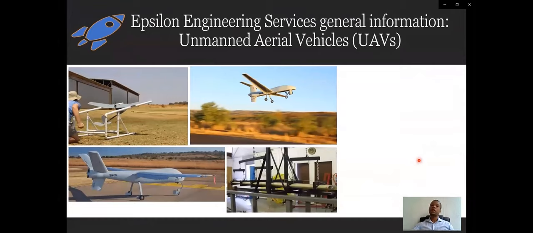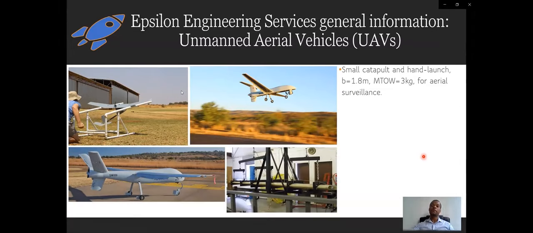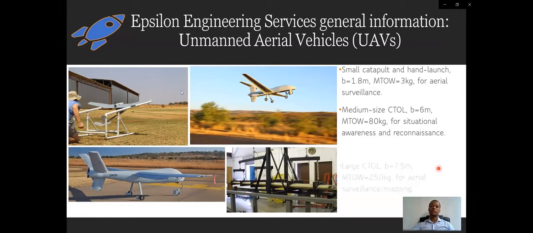Epsilon has developed a wide range of UAVs which differ in weight class and in mission. Epsilon has most recently developed a small catapult and hand launch UAV platform with 1.8 meter wingspan and 3 kg maximum takeoff weight for aerial surveillance. Epsilon has also most recently developed a medium-sized conventional takeoff and landing UAV platform with 6 meter wingspan, maximum takeoff weight of 80 kilograms for situational awareness and reconnaissance. Epsilon has in the past developed a large conventional takeoff and landing UAV platform with 7.5 meter wingspan and 250 kilograms maximum takeoff weight for aerial surveillance or mapping.